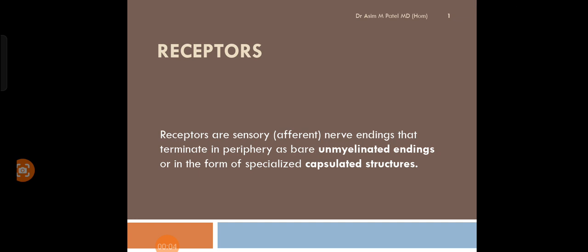Hello everyone. So today we will study about the receptors. Receptors are nothing but the sensory or afferent nerve endings that terminate in the periphery as bare unmyelinated endings or in the form of specialized capsulated structures. So these are nothing but the sensory nerve endings.